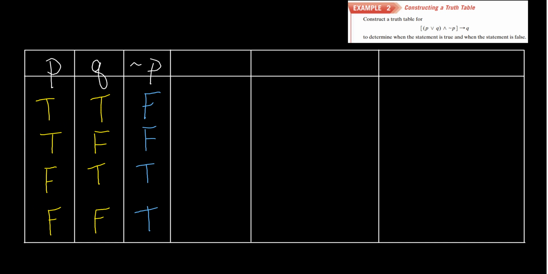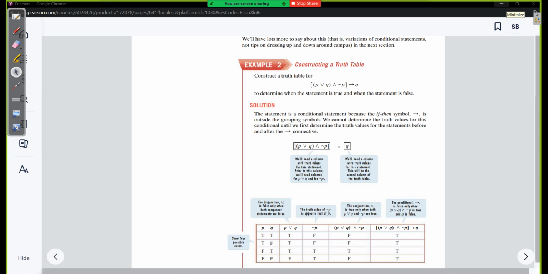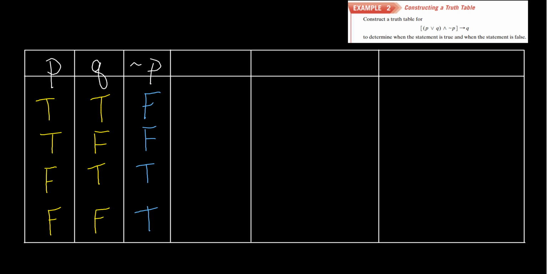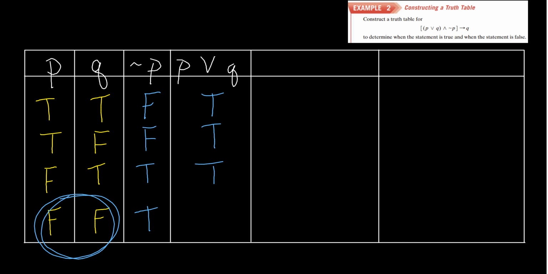Next up, let's have, well, maybe I should have... I actually don't think it's a bad idea that I made one extra box, because we're just going to do the P or Q, okay? And so P or Q, if you recall the or statement, as long as one of them is true, we're okay, right? So as long as one is true, so we have a true here, there's a true there, there's a true here, but this one has both of them being false, so this is going to be false.